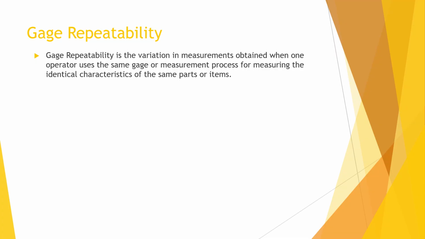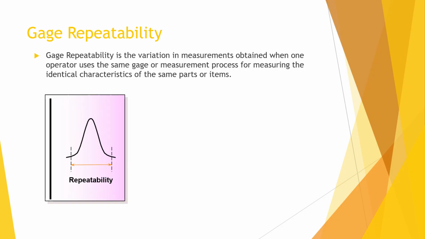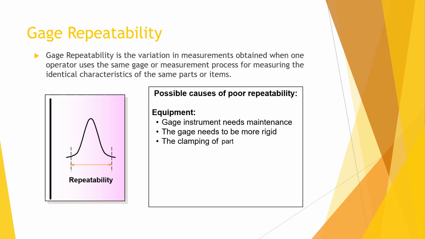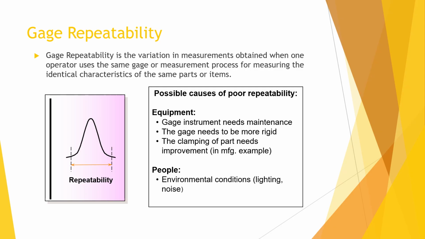Gauge repeatability is the variations in measurements obtained when one operator, one barista, uses the same gauge or measurement process for measuring the identical characteristics of the same parts or items. So one operator having consistent data, one operator, one appraiser, that's repeatability. Possible causes of poor repeatability. Well, let's look at them. Could be a problem with the equipment itself. The gauge instrument needs maintenance. The gauge needs to be more rigid. The clamping of the part needs improvements, for example, in a manufacturing example.